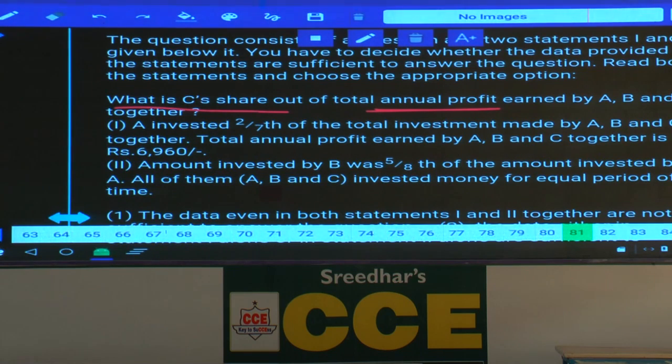If you want to know profit sharing ratio, how do we calculate it? By knowing their investment multiplied by time ratio. Right, come on. A invested 2/7 of total investment made by A, B, C together. Total annual profit earned by A, B, C together is 6,960. Correct? Now, from this, what can be decided? As A is investing 2/7 of total investment, A should get 2/7 of total profit. Correct? Right. Total profit in the sense, how much is that?